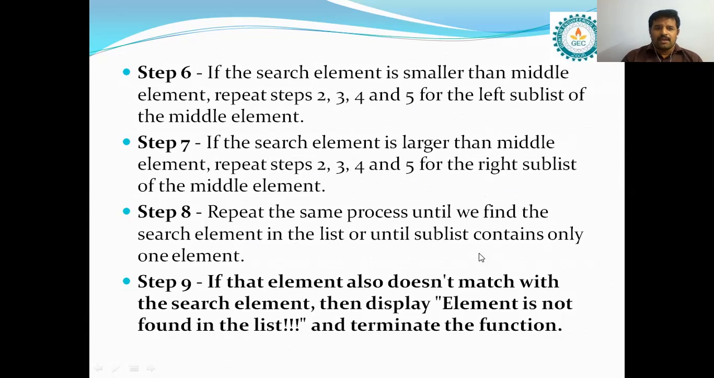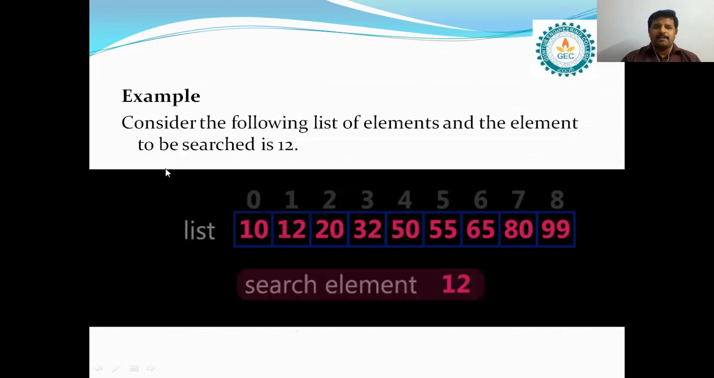Alright. If that element does not match with the search element, then display element is not found in the list. Suppose the searching element does not match with any given element in the list, then display the message element is not found, right? This is the procedure, and let us explain with an example.